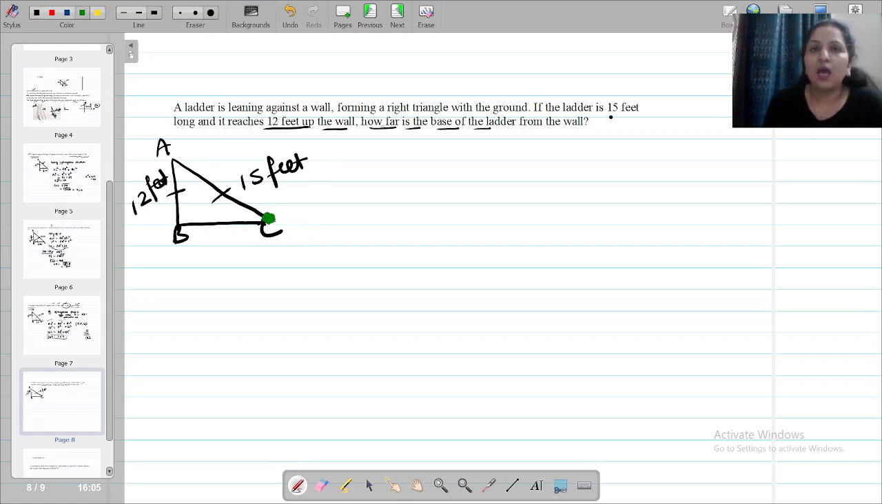Question is asking, how far? Far means what is the distance between the base of the ladder from the wall. Where is the wall? It's here. And the base of the ladder here. We are talking about the distance between these two. Is it the base that the question is asking me to calculate? Of course, it is the base, right?